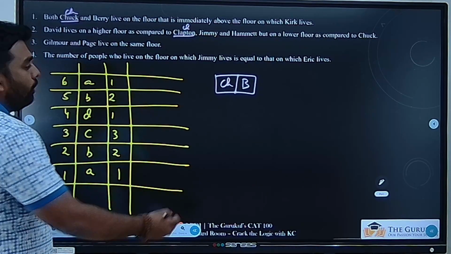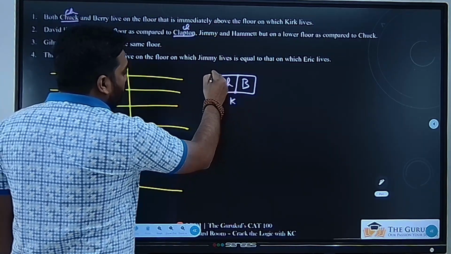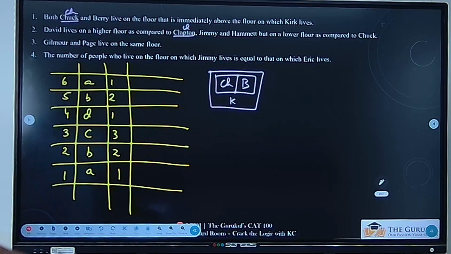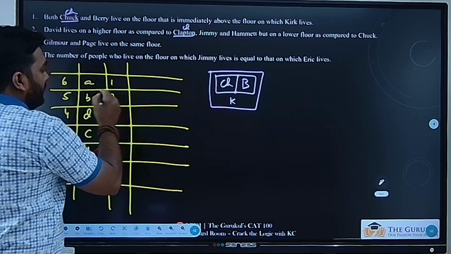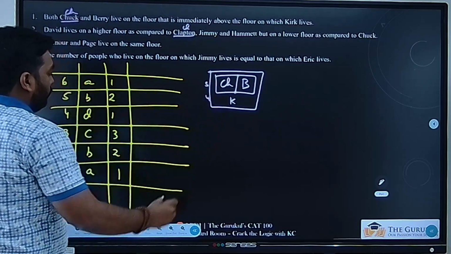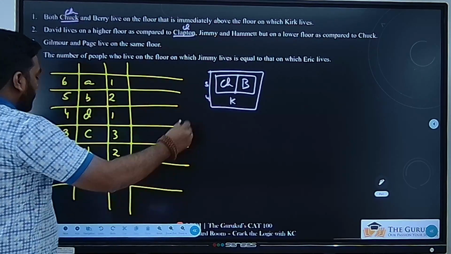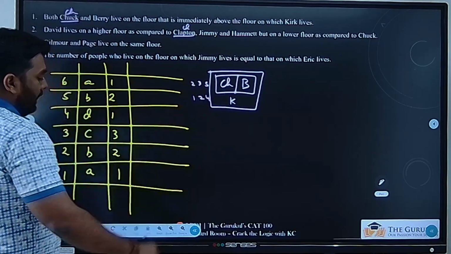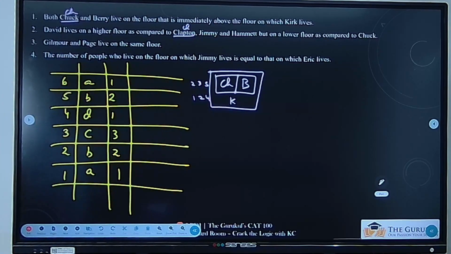Immediately above the floor on which K lives. So just below them, K should live. These three are one set. Now where can these three come? It can be in fifth floor and fourth floor. That is one possibility. I can have third floor and second floor. I can have second floor and first floor. These are the possibilities. Okay, next part.